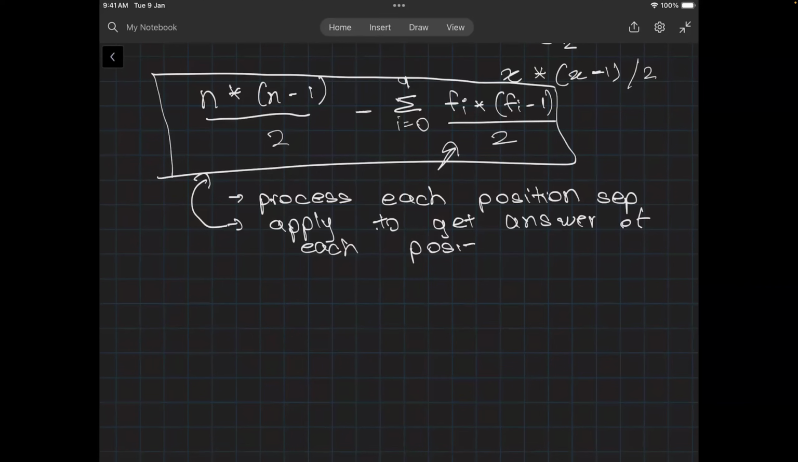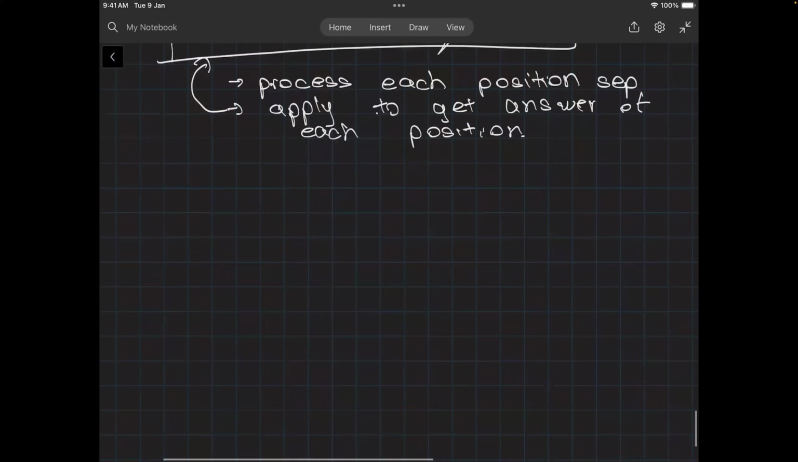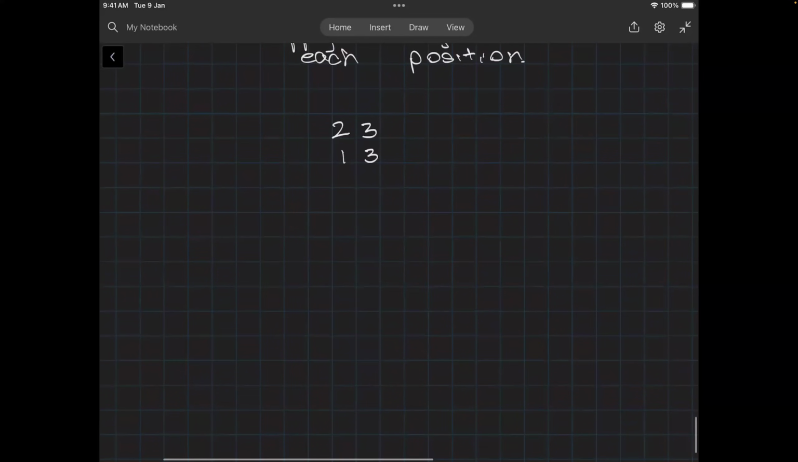So in this example, which is 23, 13, and 12, how do we do this? We first process for this. Okay, how many pairs are there? There are 3 into 2 divided by 2 pairs. So there are 3 pairs total, minus how many are same? Frequency of 3 is 2. So that is 2 into 1 divided by 2, which is 1. So this will give us the answer 2. This will give us 0 because frequency of 2 is 1. So 1 into 0 by 2 is 0.